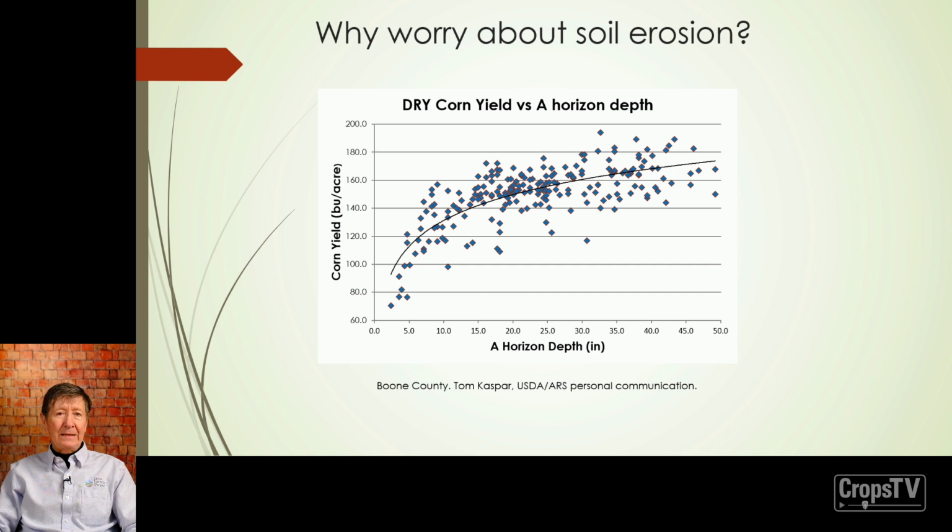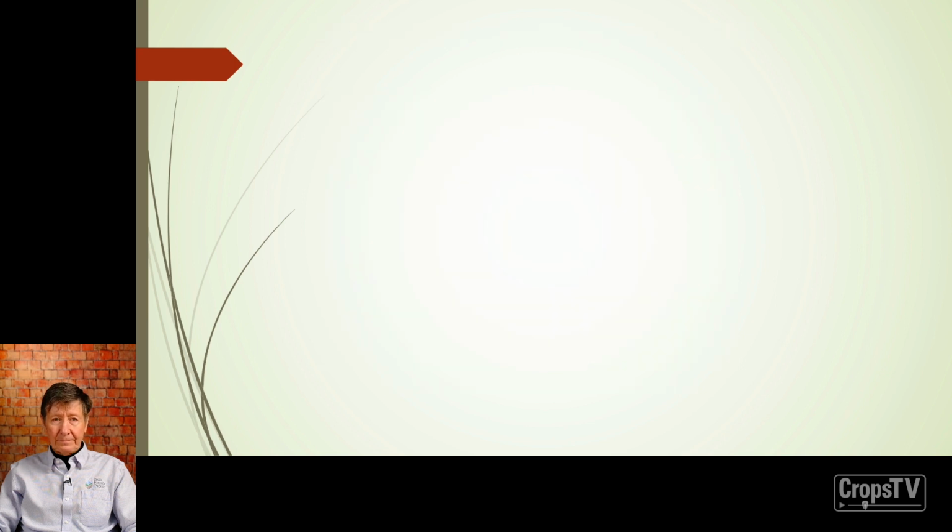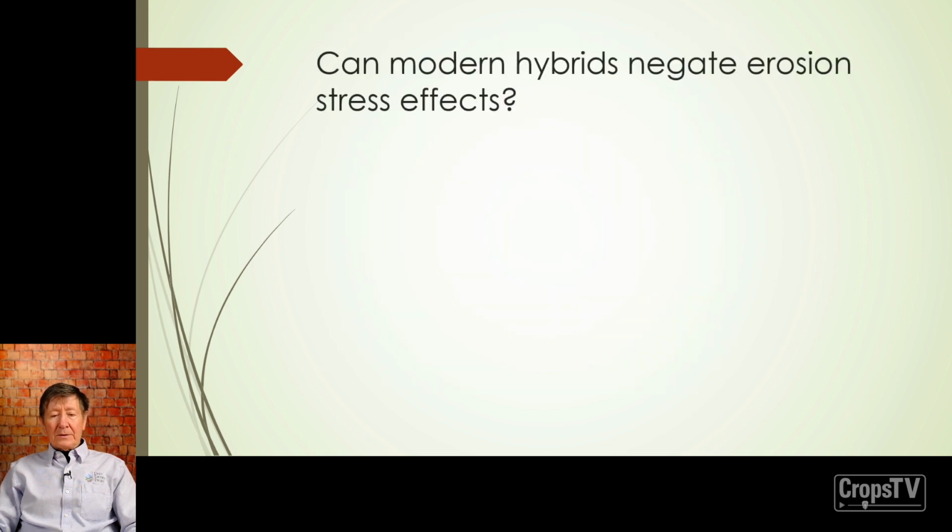As we get to about 10 inches, there's a very rapid drop-off of yield. This is seen time and time again. When we get down to 0 topsoil depth with water stress conditions, our yields plummet. So we have a variety of individuals, including myself, that ponder sometimes if the modern hybrids can negate, minimize, or eliminate the erosion stress effects on this lowering of yield potential.